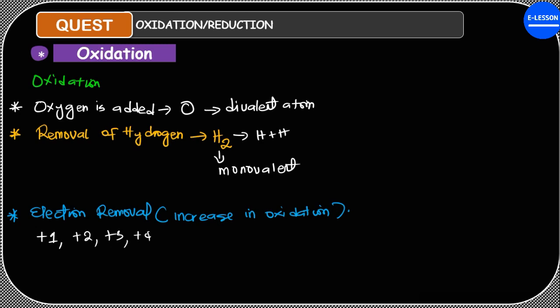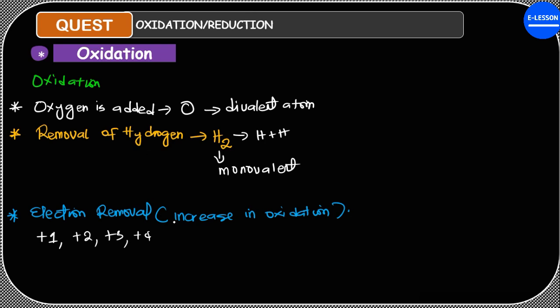So these are the various ways in which oxidation can be defined. The first is the addition of oxygen: whenever oxygen is added, that compound is being oxidized. Or you can define it as the removal of hydrogen: whenever hydrogen is removed, that compound has been oxidized. Or it is the removal of electrons, where an electron is completely lost from a compound.